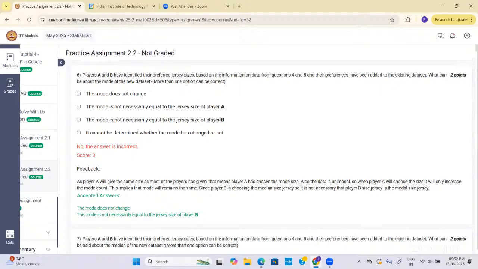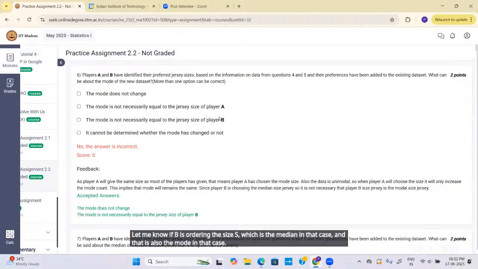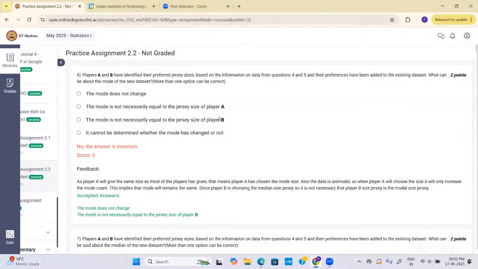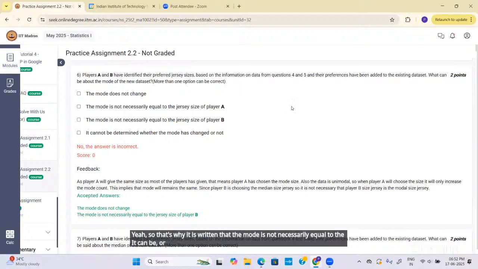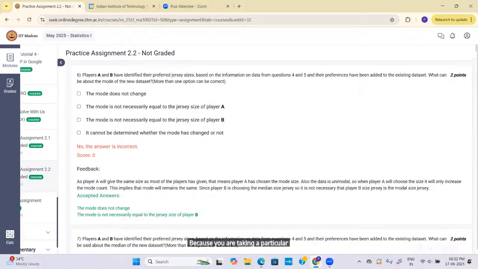But ma'am, if B is ordering the size S, which is the median in that case, and that is also the mode in that case, so in that case, it will increase the mode, right? Yeah, so that's why it is written that the mode is not necessarily equal to the... It can be or it cannot be also. Because the statement is very particular, confusing for me.